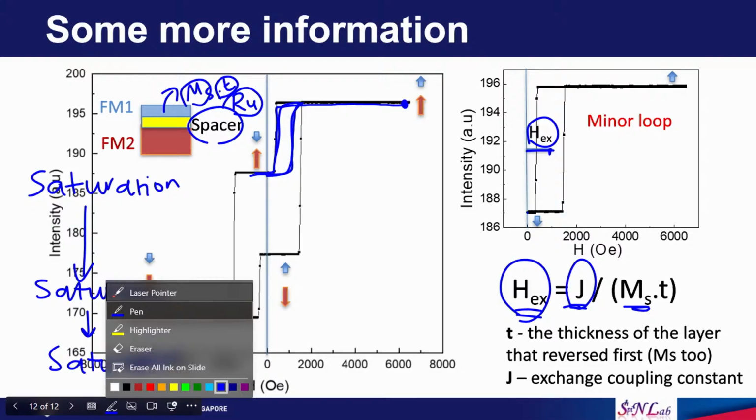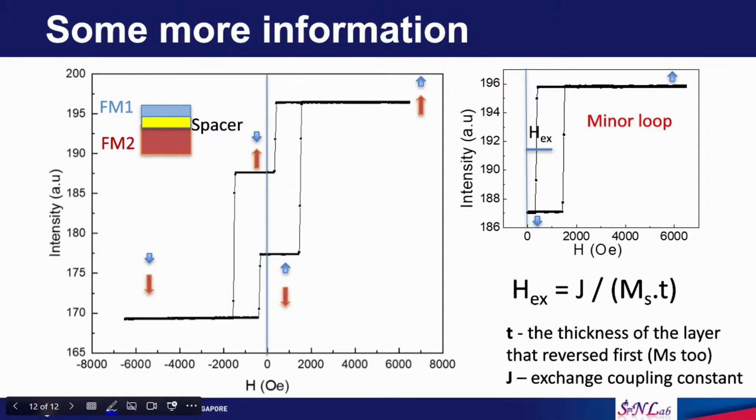Let me give you an example. For example, you have a piece of magnetic material. If you apply a very large magnetic field, you will have some hysteresis loop like this. Let us say this is 7 Tesla.